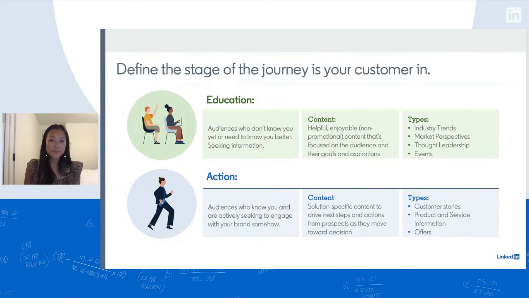leaders for your brand. And the second piece of the journey is action-based content. So these folks have already gone through the education space where they know who you are, and now they're actively seeking to engage with you. Your content should be solution specific, to help guide them through the rest of their decision-making process. The types of content that work here are customer stories, product and service information, demand gen content, and offers like demos and free trials. I think it's also important to note that in the action-based content, not everything has or should be gated, but this is where gated content would live.